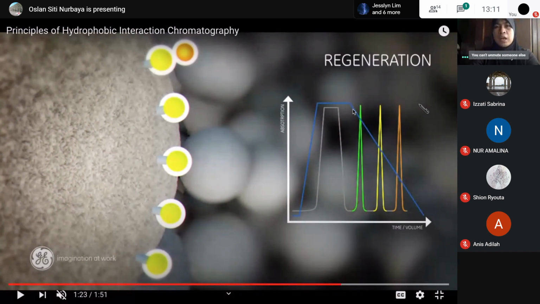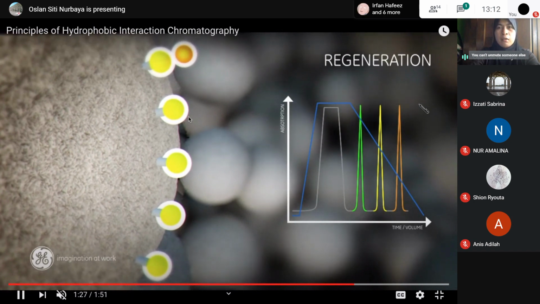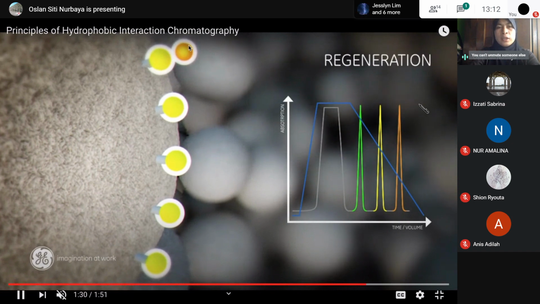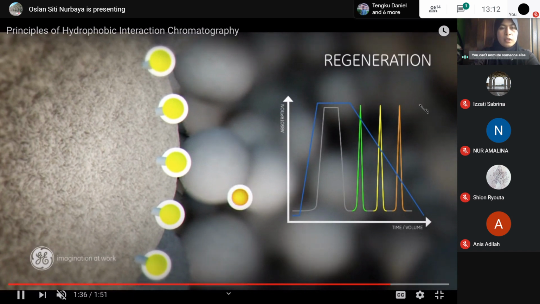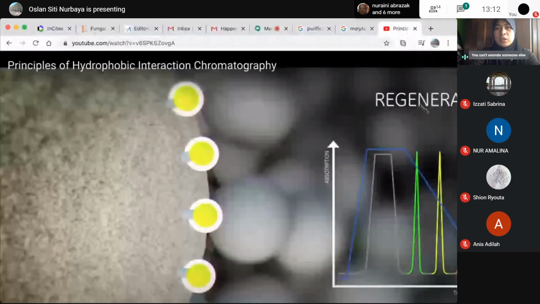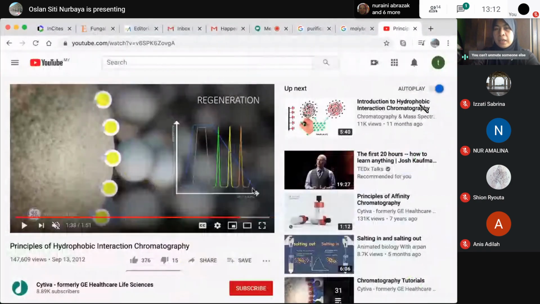But for this case, for the HIC, you reduce the salt concentration so that the interaction will be weakened between the molecule and the matrix. And then after that, the target protein will be eluted at different salt concentrations. So the weaker salt concentration will elute the last protein. Okay, regeneration is where you clear all the matrix here, just to make sure the matrix can be used for the next cycle if you have one. It's almost similar, but you can see a different pattern of the salt being applied.